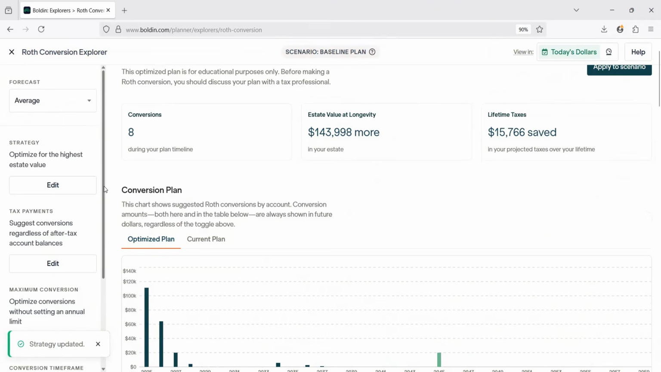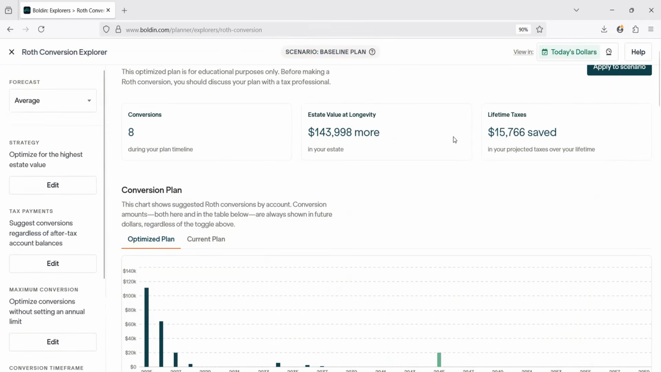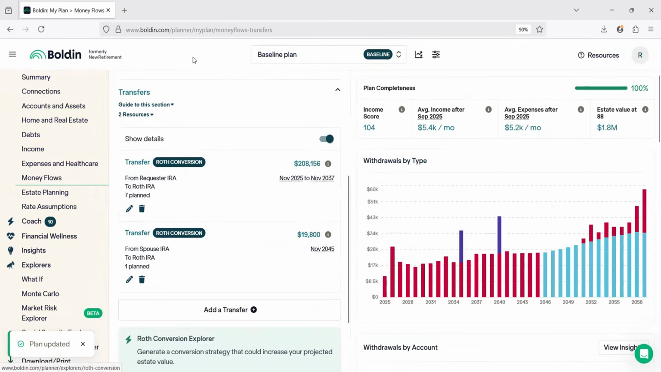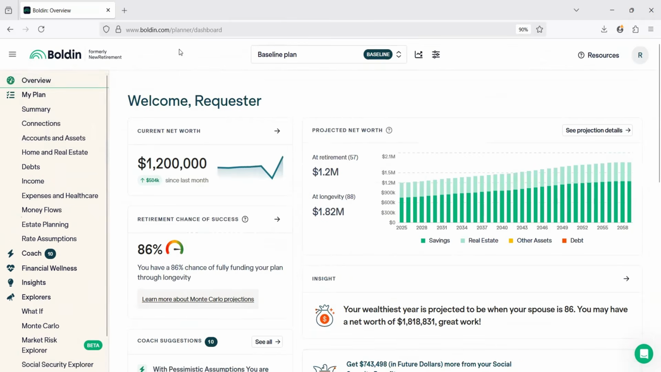But you also have the option to optimize for your IRMAA, which is how much you are ultimately responsible for with your Medicare Part B, Part D, all that stuff. You can optimize your conversions without setting an annual limit. The whole nine yards. There's a lot of options here. So let's go ahead and apply this to your baseline scenario. Okay. And we're going to go out and take a look.